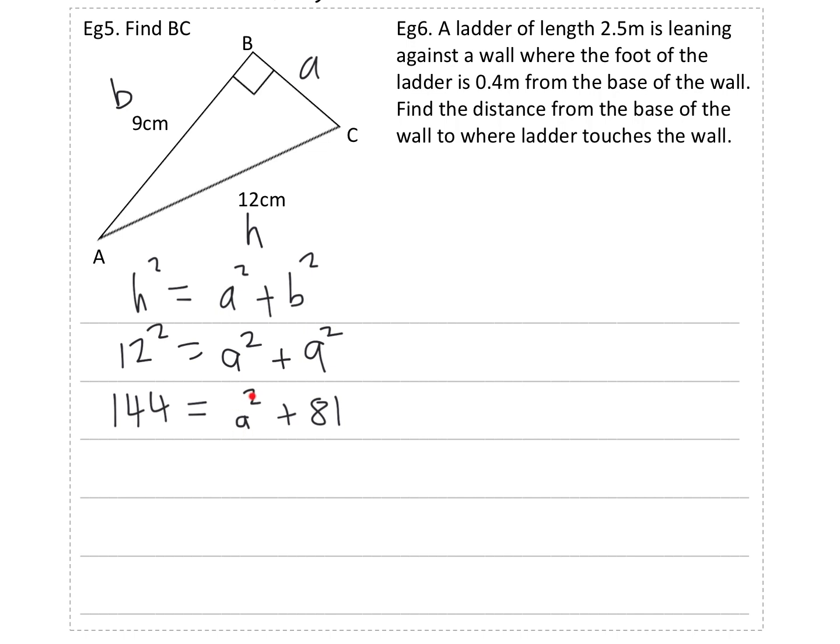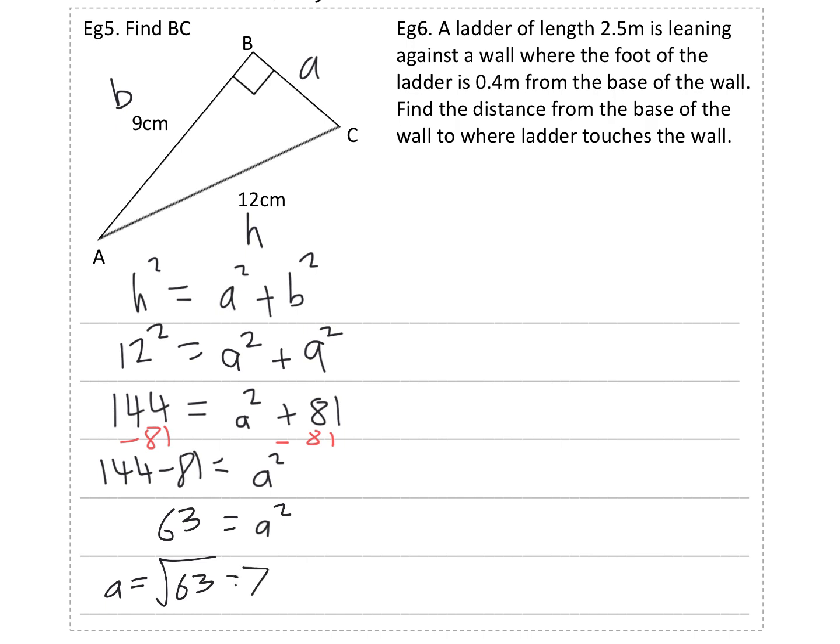We want to find out A squared, so we need to get rid of this 81 that's beside it. And we need to think of it as an equation and subtract 81 from both sides. So we get that A squared would be 144 minus 81. Or A squared equals 63. And then A is the square root of that. And to 2 decimal places, that gives 7.94. And that would be in centimeters.